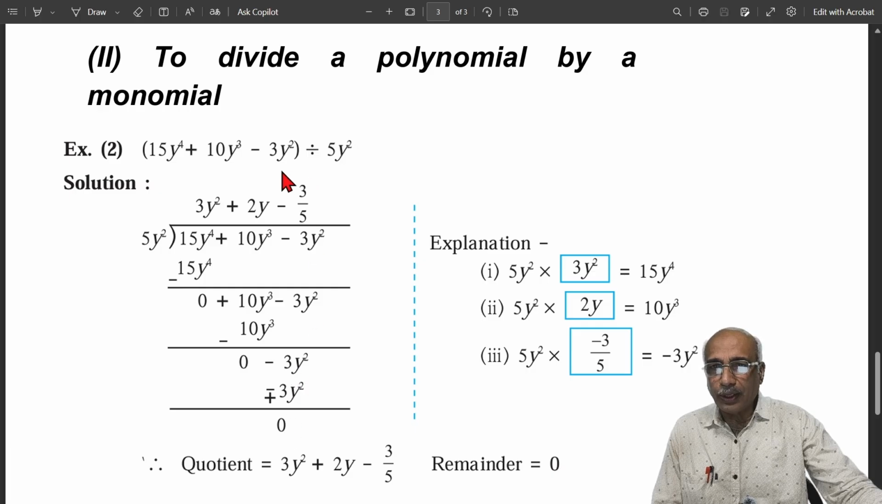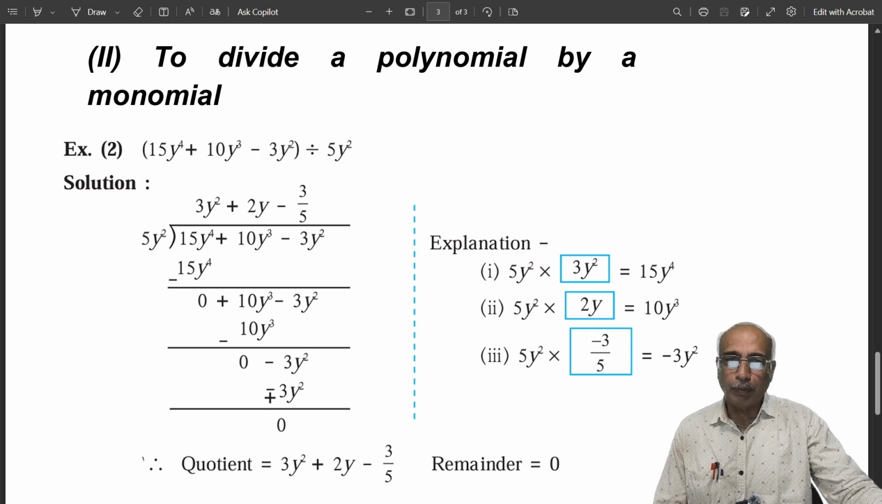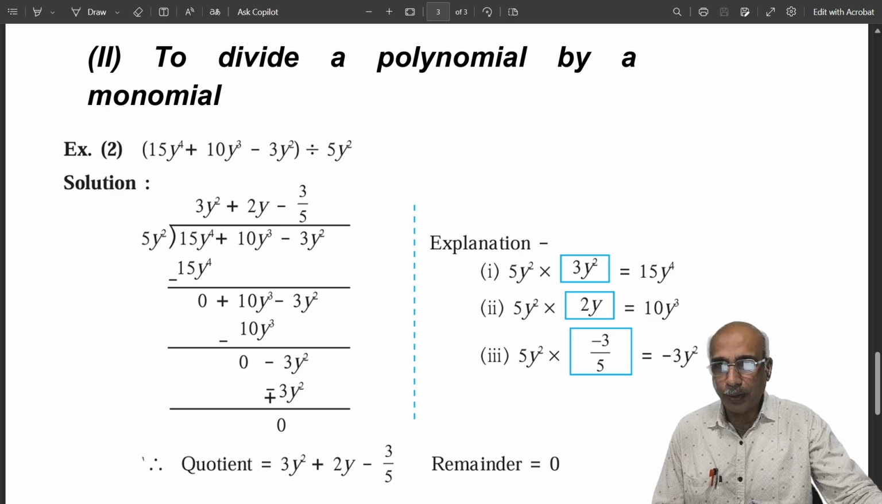This term is known as the quotient. So your quotient is 3y square plus 2y minus 3 by 5. The remainder we get at last is 0. So this is how to divide a polynomial by a monomial. More such types of problems we will see in the exercise.